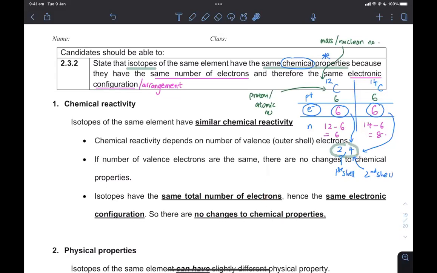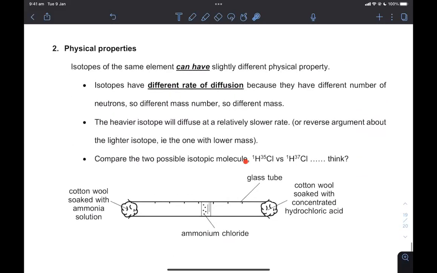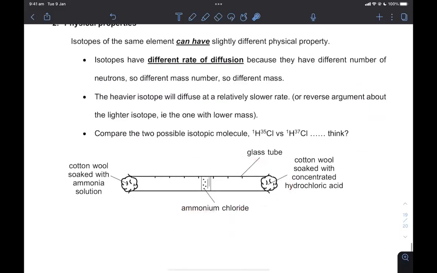You can read through this on your own. Physical properties. So remember this thing, the states of matter. I have a feeling that I won't be able to come to school on Wednesday, which means on Wednesday will be your topical test for states of matter. I repeat again.